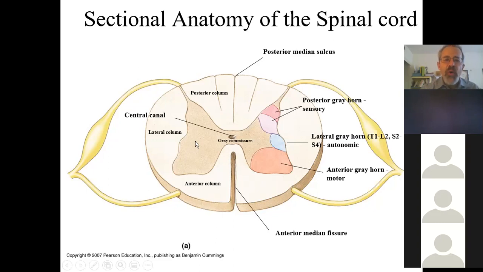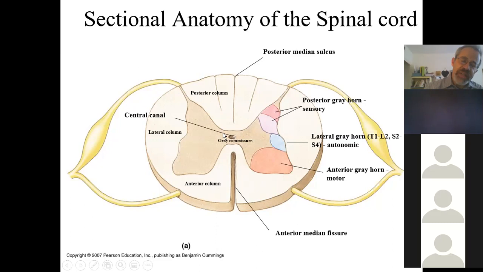So we've got the horns, which is this butterfly area, but what about this outer kind of white colored region? These are called columns, and the names are very similar to the horns in the sense that we have posterior, lateral, and anterior gray horns. We also have posterior column, lateral column, and anterior column.